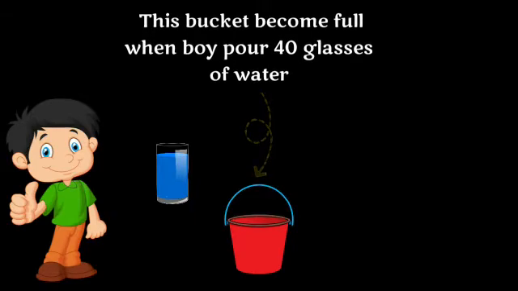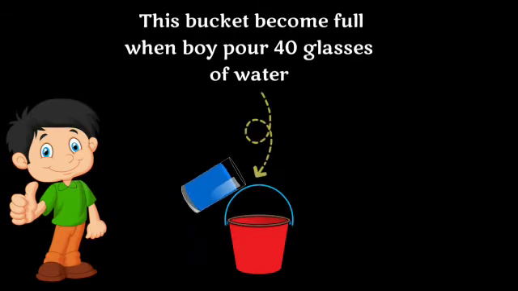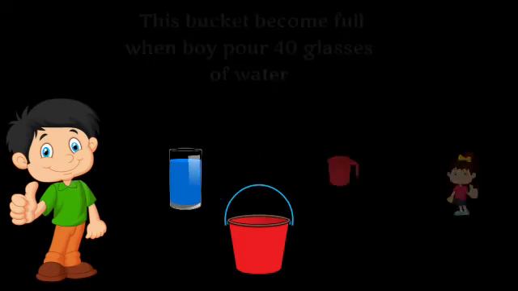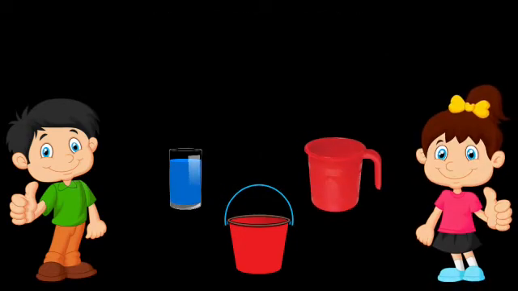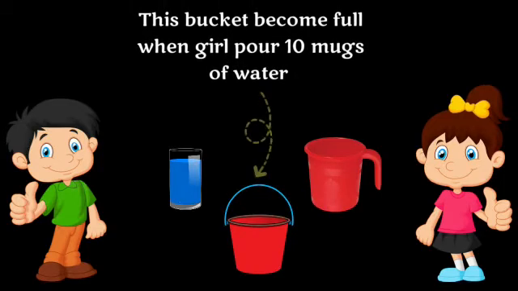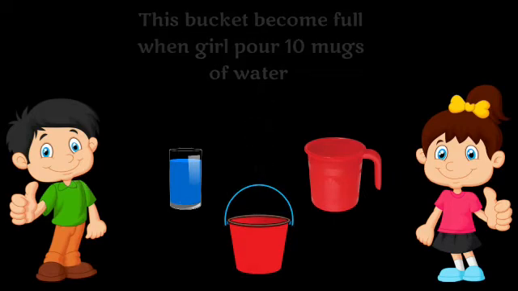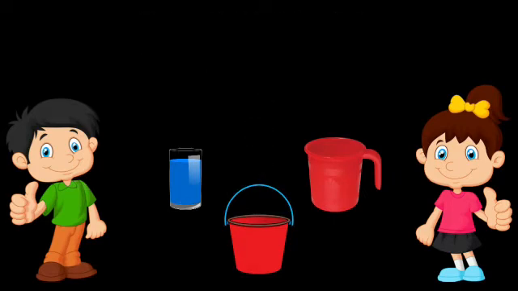Now see one more example. Here you can see two pictures. In the first picture, a boy is filling a bucket. This bucket became full when he poured 40 glasses of water. And in the second picture, a girl is filling a bucket. And this bucket became full with 10 mugs of water. The same amount of water measures different because different means were used to measure it.